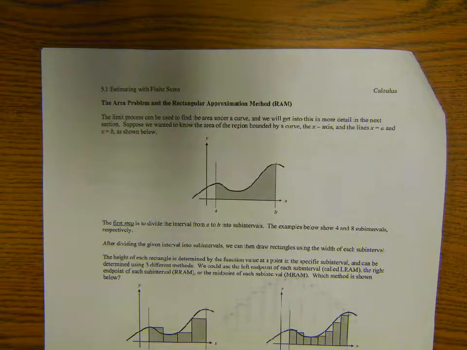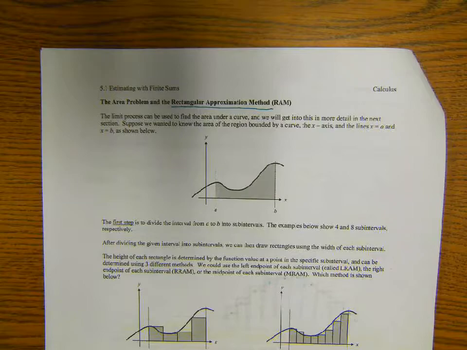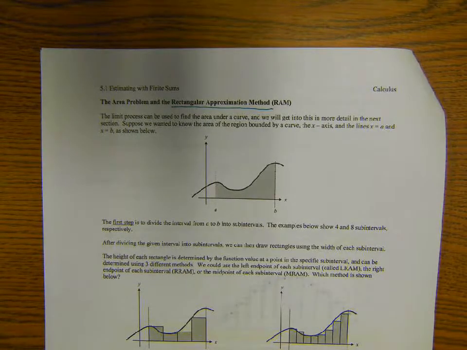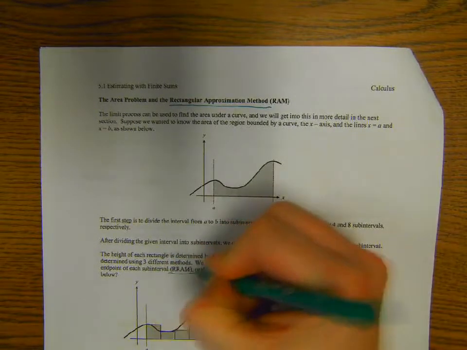Okay, so this is a nice little example of how we do RAMs. What in the world's a RAM? The AP exam won't call it a RAM. They'll call it approximation method. So when I say LRAM, that's a left rectangular approximation method. An RRAM is a right rectangular approximation method. An MRAM is a middle. I have them right here. LRAM, RRAM, MRAM.